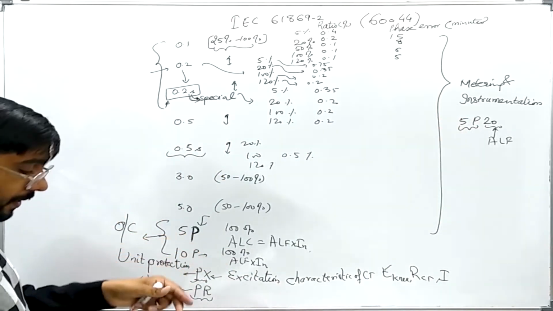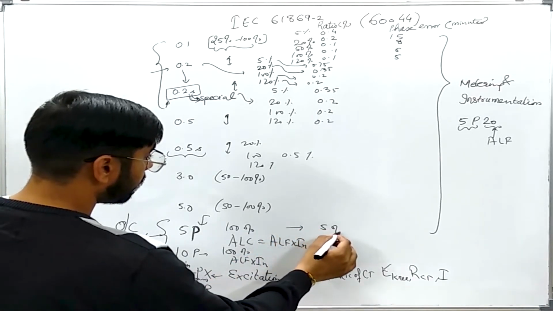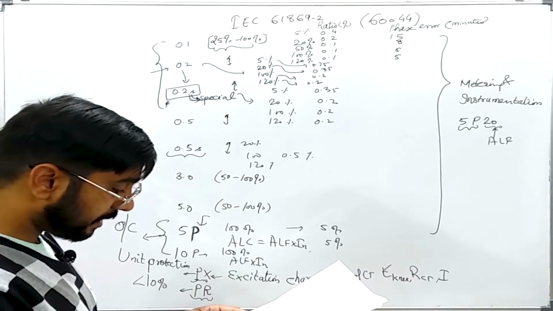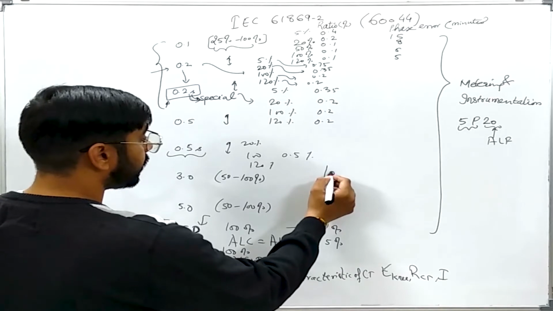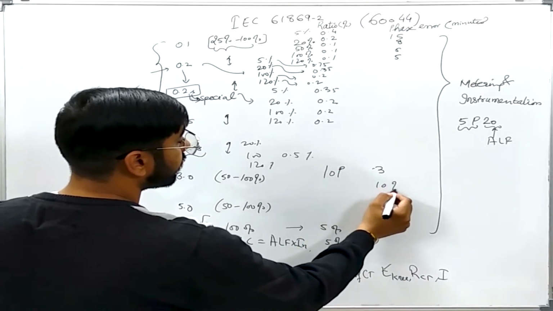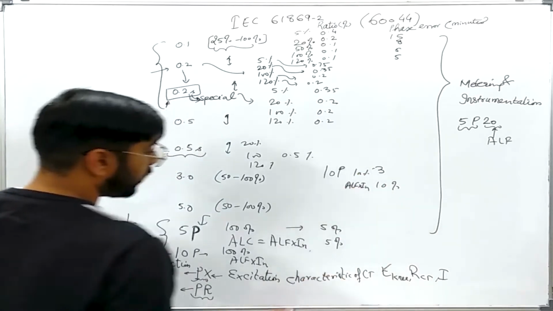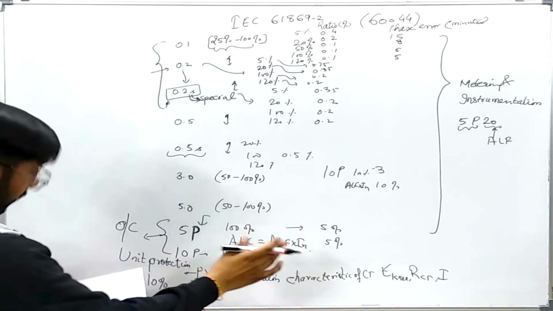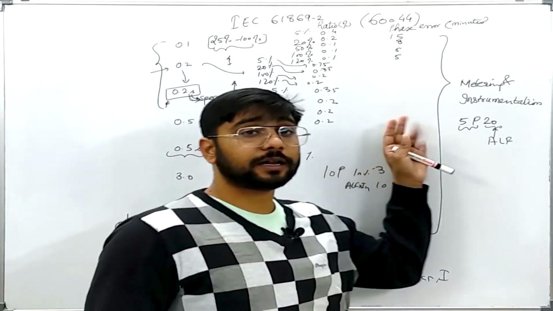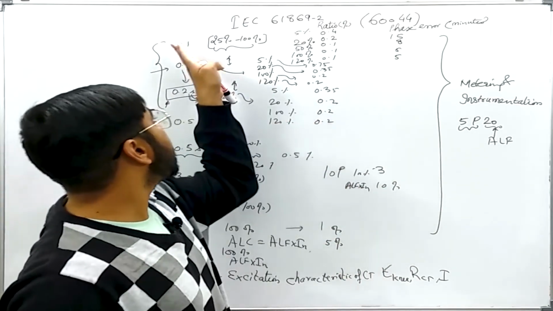So 5P, the error will be 5% for these values. Similarly, for 10P, the error will be 3% and 10% at 100% and ALF into IN. It is 1%, I think. Here 1% and 5%. So there are various kinds of values of error for various kinds of levels of current for each kind of CT.